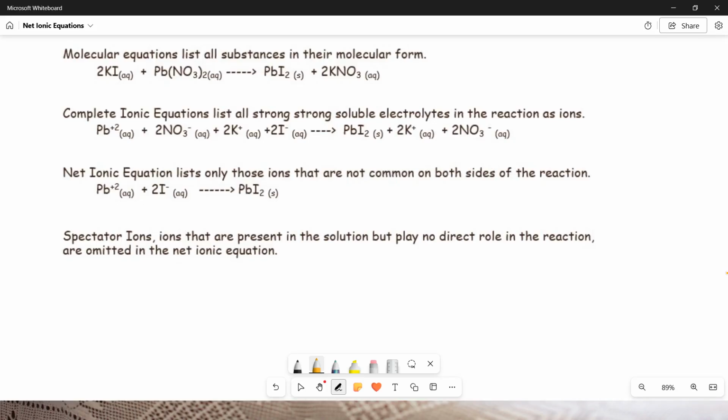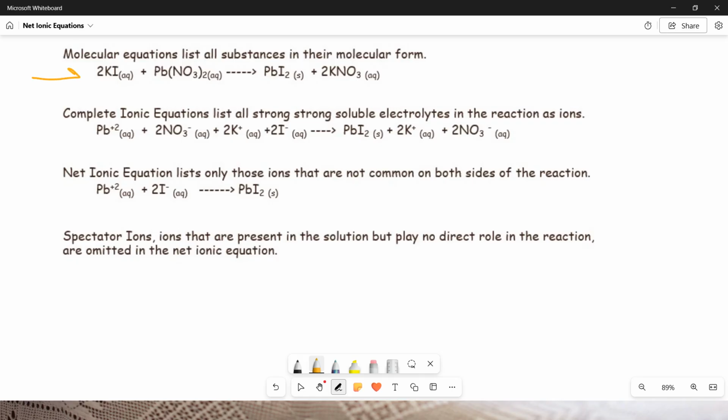Chem peeps, let's talk about net ionic equations. When you have a net ionic equation, you obviously have ionic compounds that are dissolved in solution, and the net means what is actually chemically reacting and what is not.